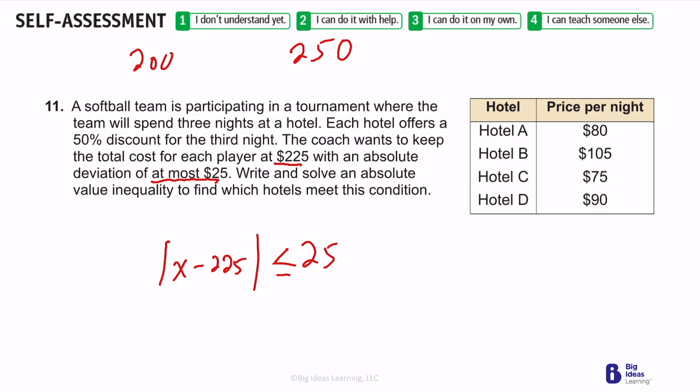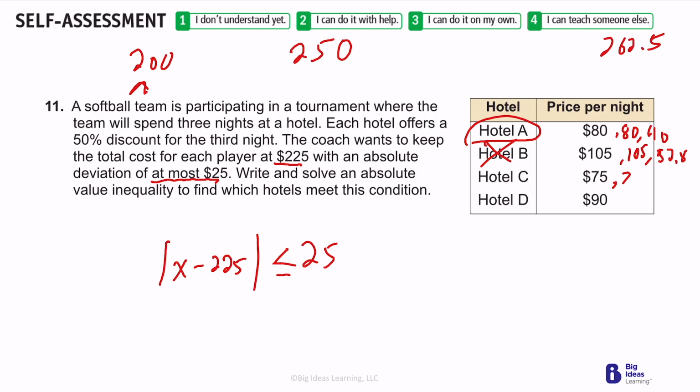So hotel A would be 80, 80, and 40 because that's the discount for the third night. So that's 200, which is your lowest he wants. So hotel A would qualify. B is 105, 105, and 52.5. So let's add those up. So 105 plus 105 plus 52.5. That is 262.5. That's outside your deviation here. So that one's out.